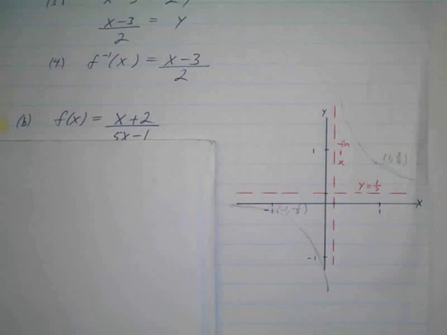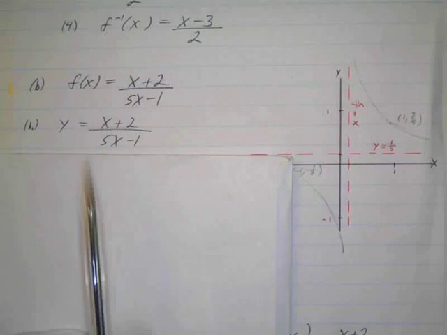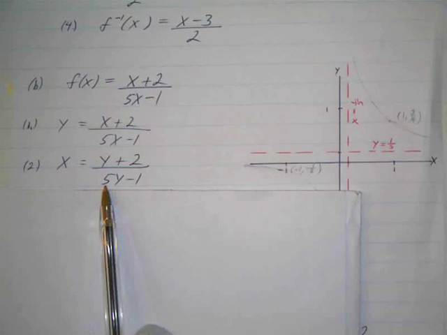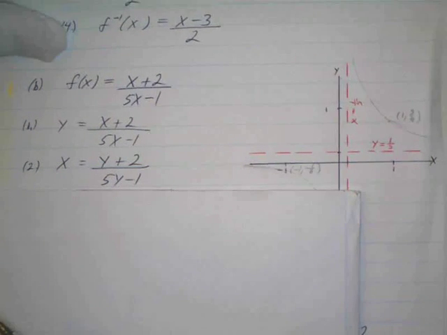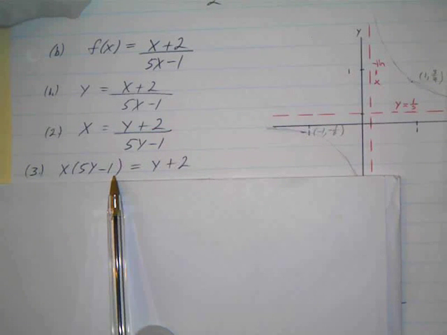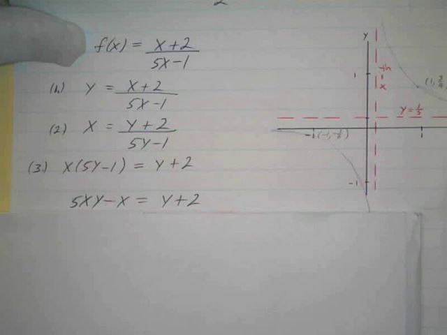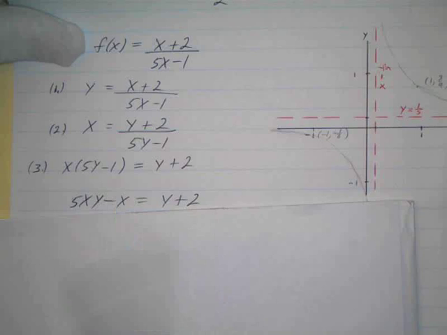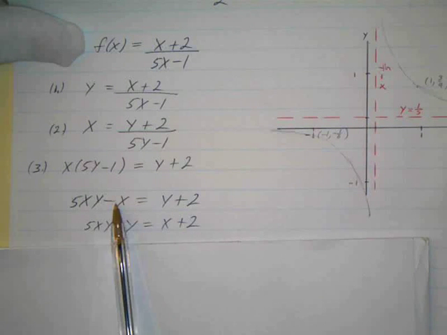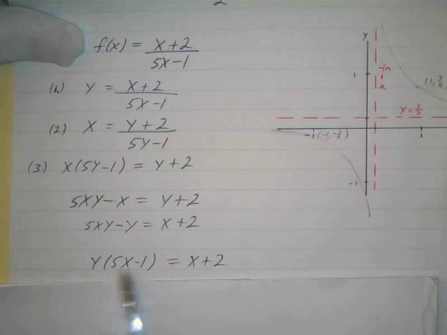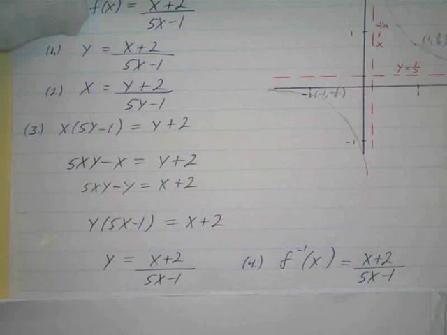Okay. So once we do that, then we follow the same procedure. First of all, we call the f of x y, and then we interchange the x and the y. That's our second step. And then I solve for y. So I have to multiply both sides by 5x minus 1. And then I can just multiply this out. So I get 5xy minus x equals y plus 2. Then I'll get all my y terms on the left and everything else on the right. So I subtract y and I add x. And then I can factor out the y because that's what I want to solve for. And then I can divide both sides by 5x minus 1, and I've got my y isolated.